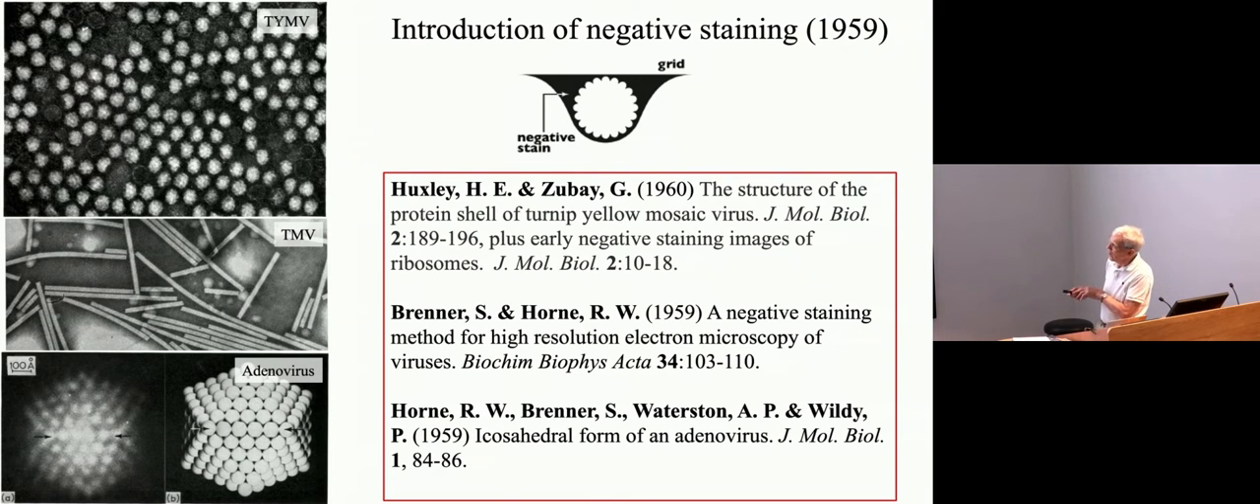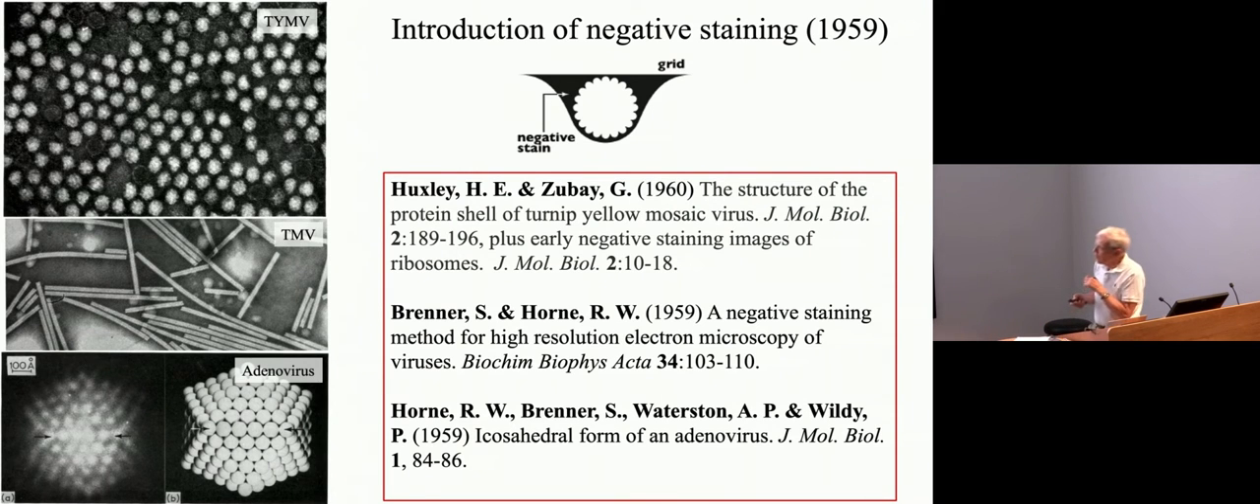So that was Huxley and Zubay, and then Sidney Brenner and Bob Horne, who was in Norwich at the time, have papers using different specimens. So Huxley and Zubay did turnip yellow mosaic virus and other things, including ribosomes, and then Brenner and Horne had these TMV pictures. And then I thought I'd also put in this separate paper where they actually looked at adenovirus, because adenovirus is one of the samples that people have looked at over the years as the resolutions got better and better.